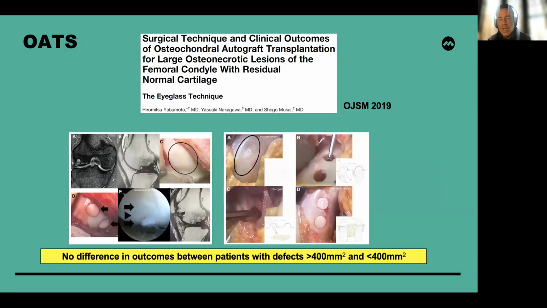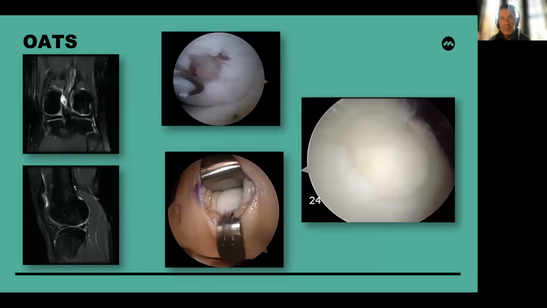Osteochondral autografts now have been shown to treat even large defects, as we see in this study by Mukai in OJSM in 2019, showing that even large defects treated with multiple plugs that were spread out basically led to improved outcomes compared to other treatments.